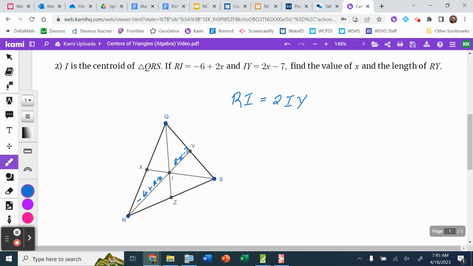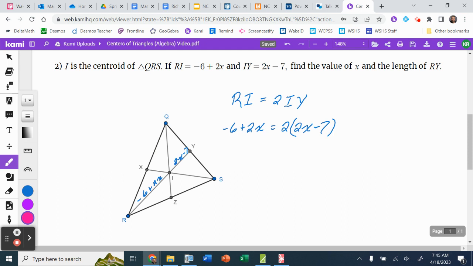So if I took Iy and repeated it and put it at the end of itself, then that would be the same length as Ri. So now we're going to substitute in our algebraic values. We're going to put in -6 plus 2x for Ri. On the right-hand side, I have to put in a 2, and then my algebraic expression for Iy, and that is 2x minus 7. And now we're going to solve for x.